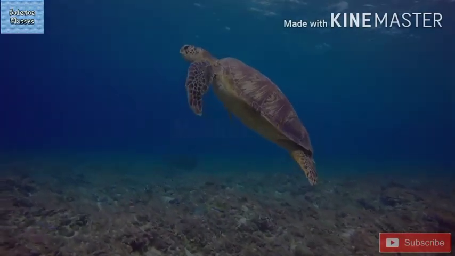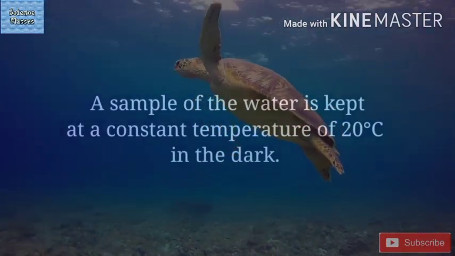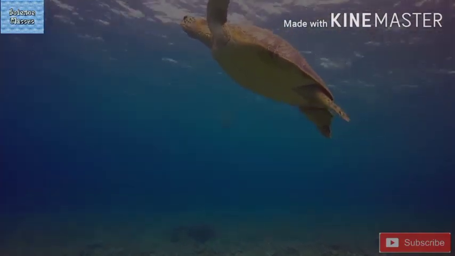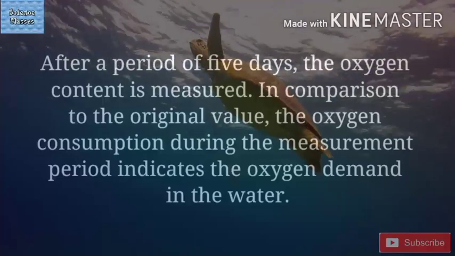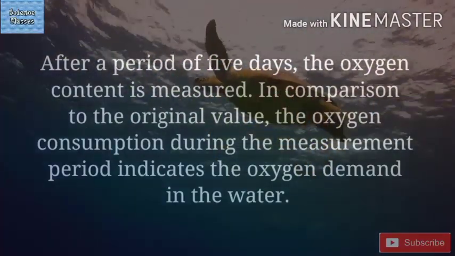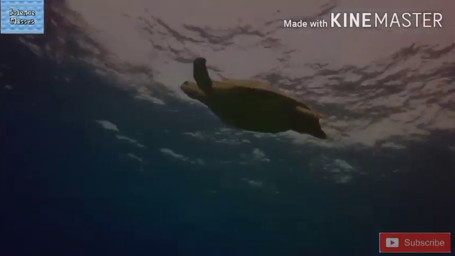Method 1. A sample of water is kept at a constant temperature of 20 degrees Celsius in the dark. After a period of 5 days, the oxygen content is measured in comparison to the original value. The oxygen consumption during the measurement period indicates the oxygen demand in the water.